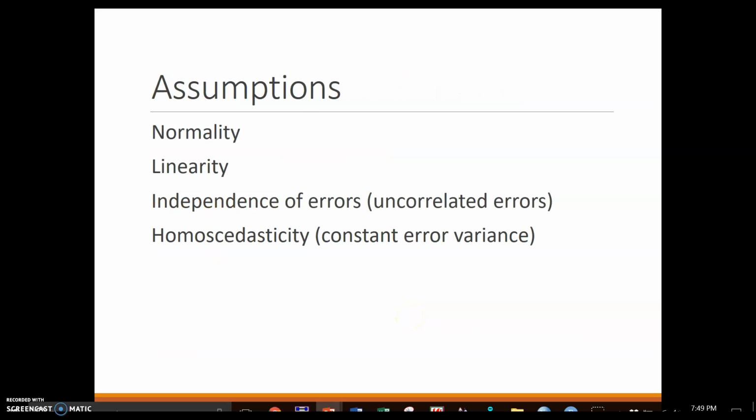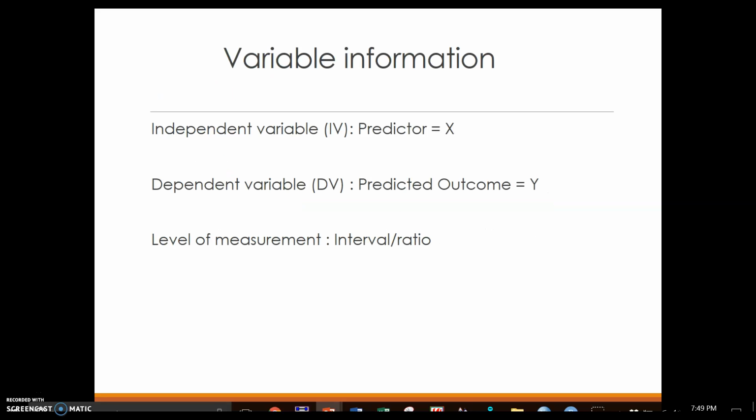I will say regression does have assumptions of normality, so we want both variables to be normally distributed, and we want them to have a linear relationship. There is also the assumption of independence of error and homoscedasticity, but we'll come back to those more in depth in intermediate statistics.